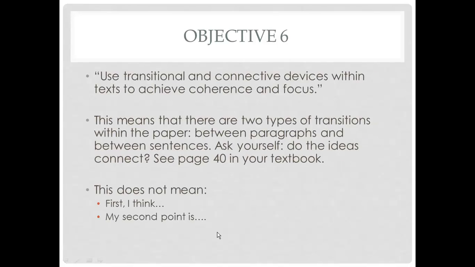Okay, objective 6. Use transitional and connective devices within text to achieve coherence and focus. This means that there are two types of transitions within the paper. The first type is between paragraphs, and the second type is between sentences. So when you're reading through your essay, pretend that you know absolutely nothing about your topic, and you're coming to it completely blank as a reader, and ask yourself, do these ideas connect? Does this make sense? If I didn't know this other stuff, would I be able to understand it? Page 40 of your textbook has a whole list of transitions that you can use to show relationships, so you can take a look there.